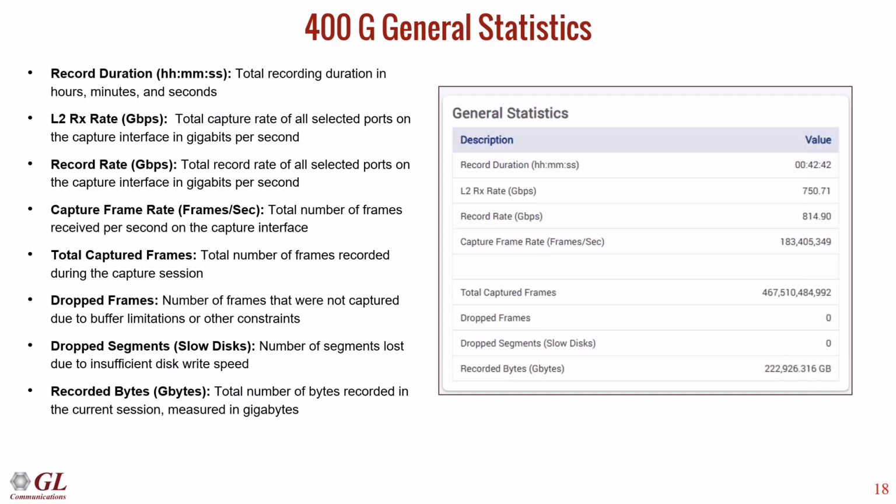Capture frames per second, so how many frames per second we're capturing, and the total captured frames. If for some reason there are frames that were dropped, we'll also show you that information here. That could happen, for example, if you're capturing in a single CPU setup, in that portable system, more than 400 gigabits on a single SmartNIC. Because of the PCIe limitation there, potentially you would see drops if you're capturing beyond what the PCIe limitation is. And then the recorded bytes shows you how much total recording we have stored to disk.